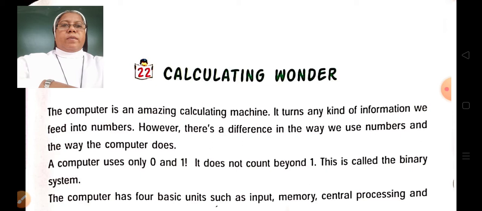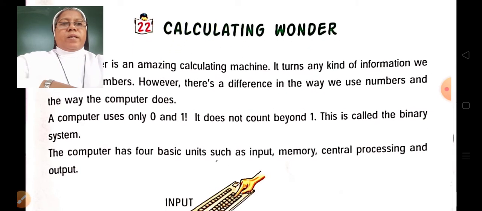This is called the binary system. 0 and 1, it does not count beyond 1. It is called a binary system. A computer has 4 basic units such as input, memory, central processing and output.